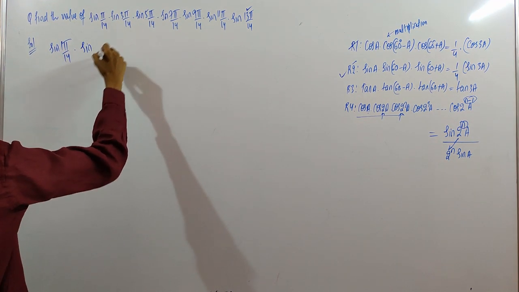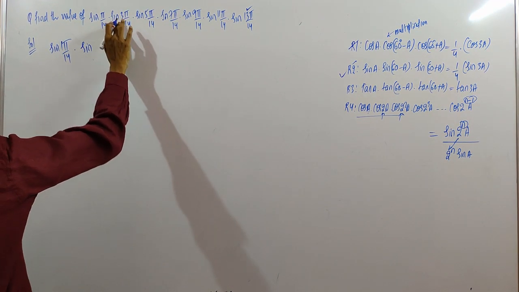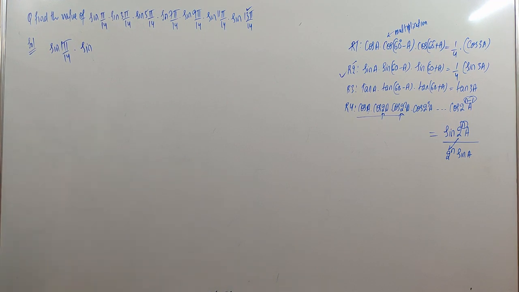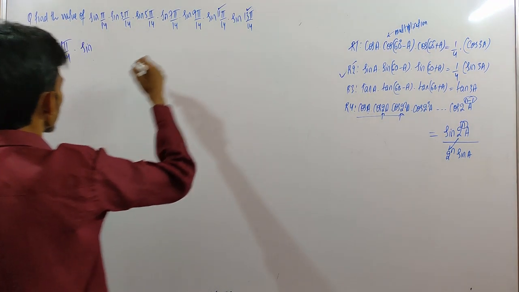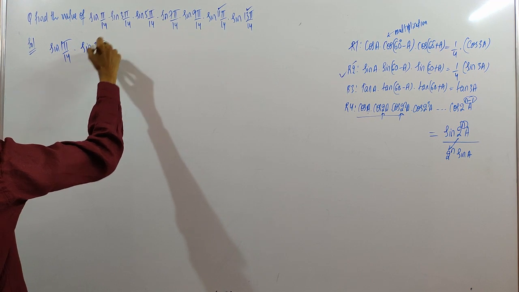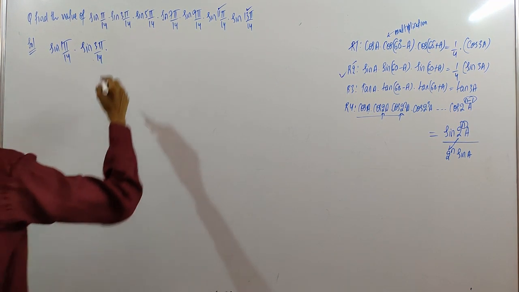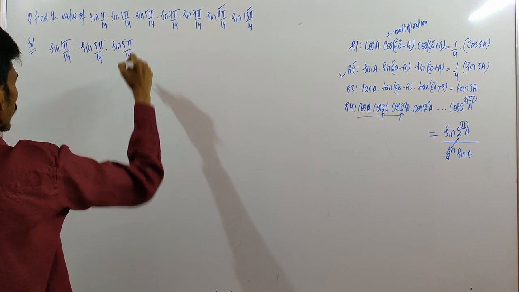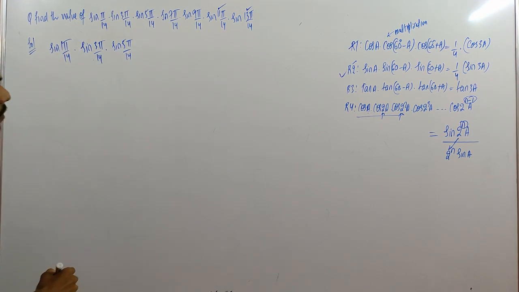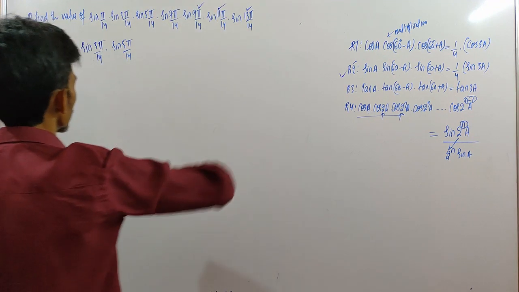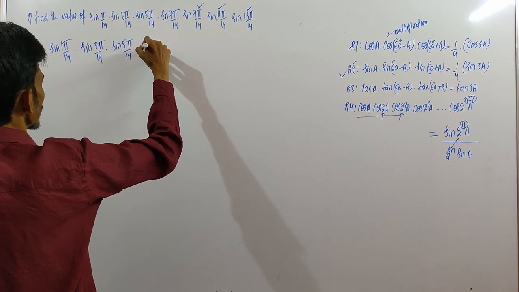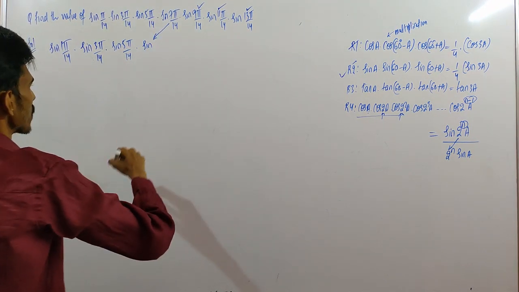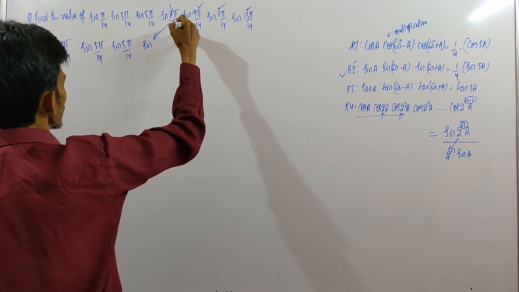Next term is sine 3 pi by 14. 14 minus 3, we have 11. So that term is here. So sine 3 pi by 14 into we have sine 5 pi by 14. 14 minus 5, 9 we have here, into we have this term sine 7 pi by 14.